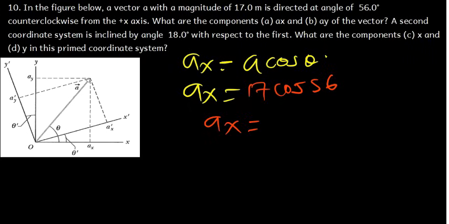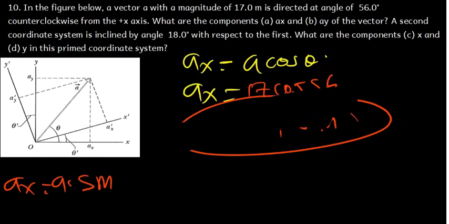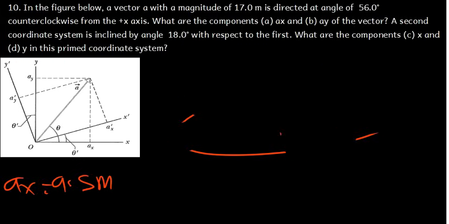So the x component in this case is going to be 17 cos 56, which is 9.5. So 9.5 meters is our x component. I'm going to put it here. Let's now go ahead and find the y component.